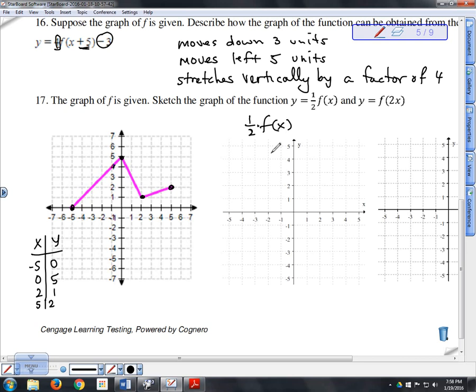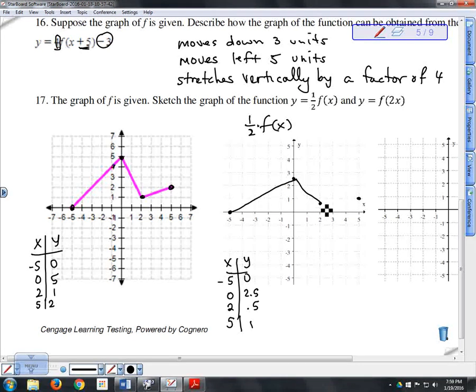So making a new table of values, the x column stays the same because this transformation has only affected y values. The y values are going to change by a factor of 1/2, so half of 5 is 2.5, half of 1 is 0.5, half of 2 is 1. So this is a vertical shrink or compression compared to the original function. It has the same horizontal width, but in the vertical direction it's been compressed.